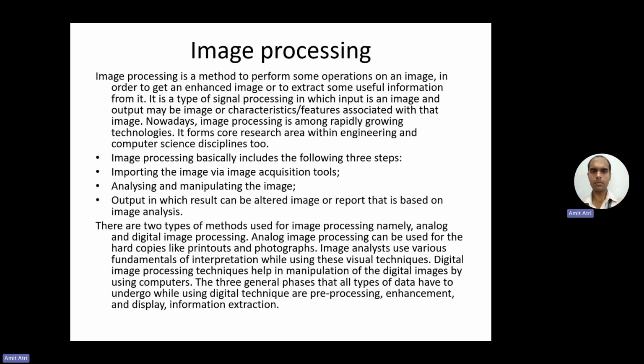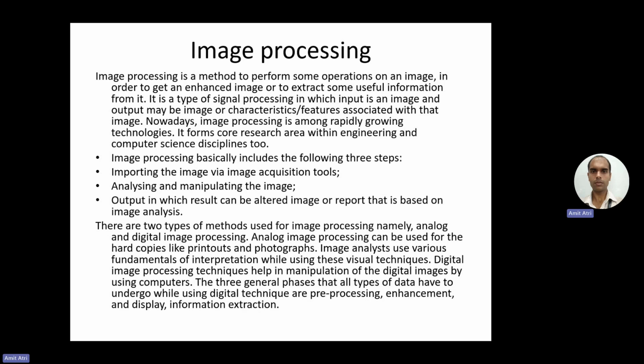Image processing basically includes three steps. The first step is importing the image via image acquisition tools. The next step is analyzing and manipulating the image. And the third step is output, in which the result can be an altered image or a report based on the image analysis. There are two types of methods used for image processing: one is analog and the next is digital image processing.